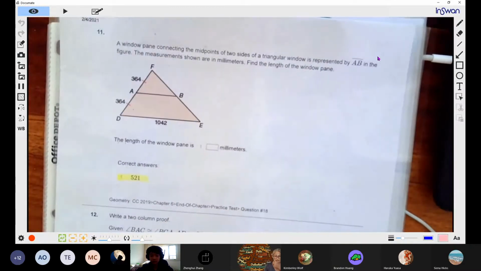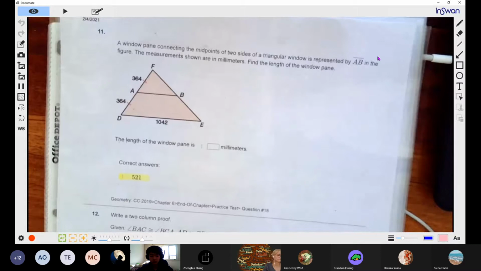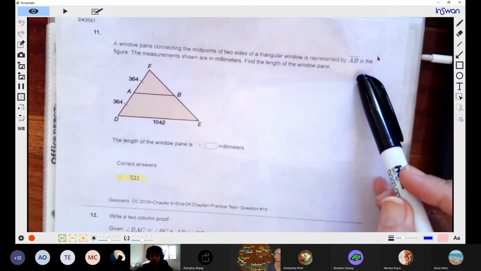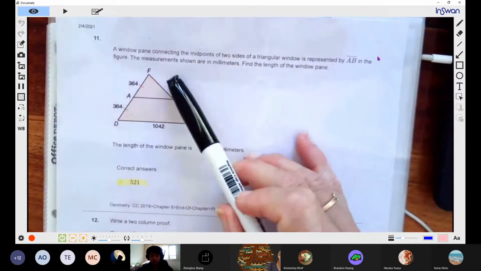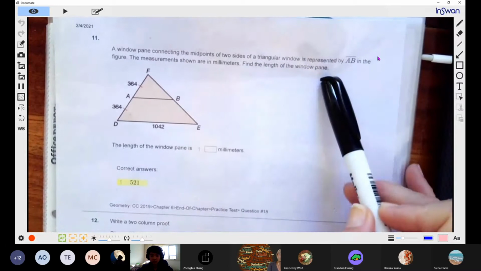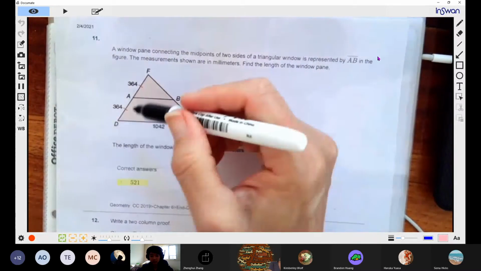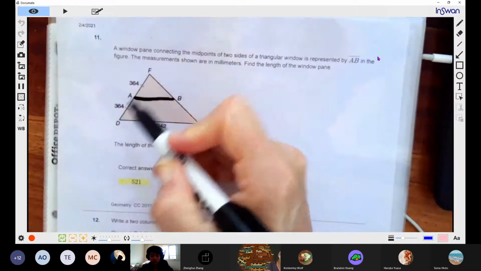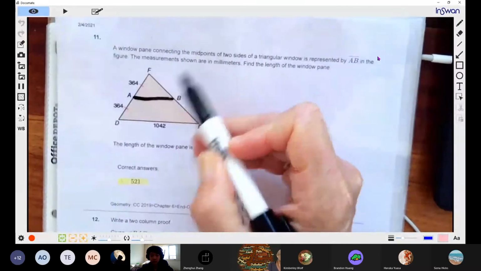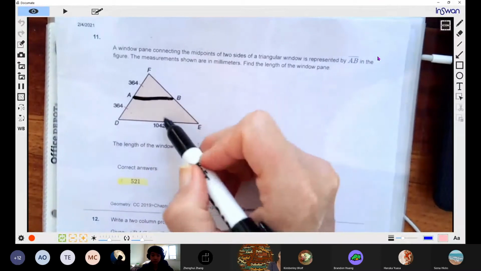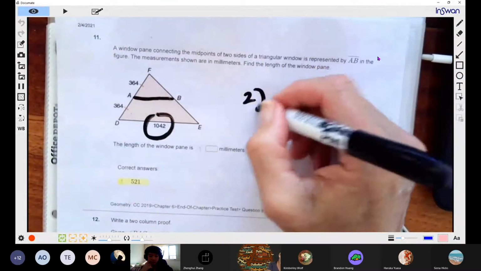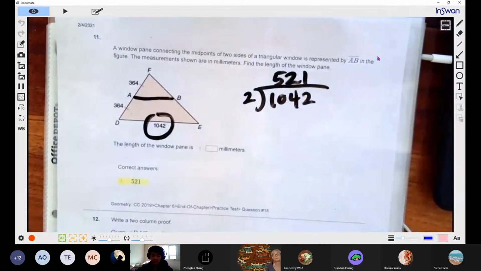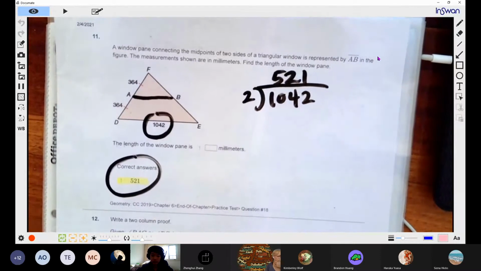This is a review of the mid-segment theorem. A window pane connecting the midpoints of 2 sides of a triangular window is represented by AB in the figure. The measurements shown are in millimeters. Find the length of the window pane. So what it's asking you is to find AB. We know that if this is the midpoint, and it says it is, and these are equal, then AB is going to be half of 1042, which is 521. Okay.